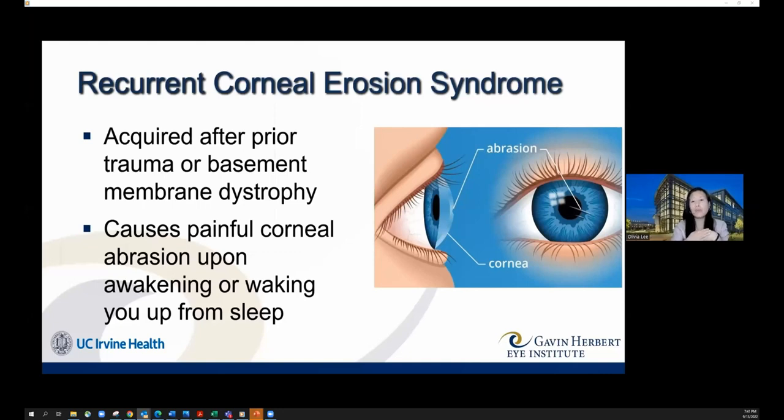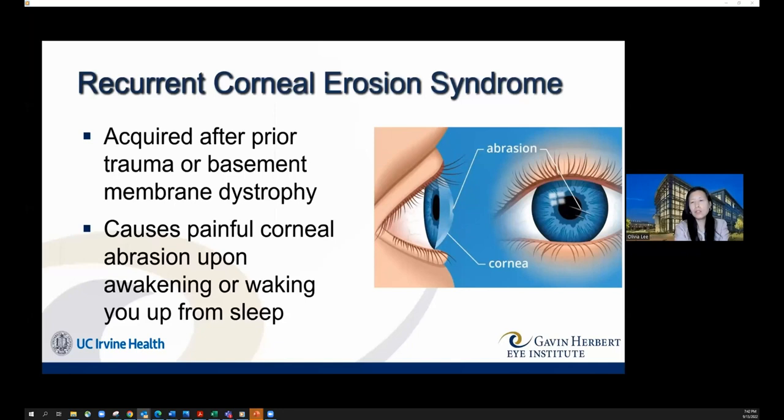And either way, what happens is when you are asleep, your eyelids move, or in the morning, you wake up and you open your eyelids. And the simple opening of the eyelid moving over the cornea, that force by itself, which is so gentle, can just rip off the cells that sit on top of the cornea, leaving you with a corneal abrasion. So this definitely needs to be evaluated by an ophthalmologist.